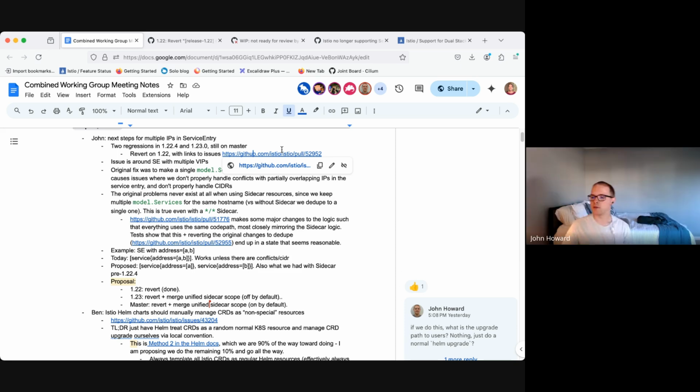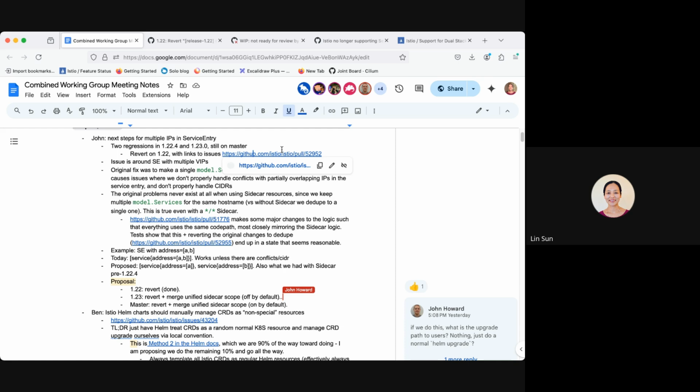Oh, so you're saying don't even merge this off by default change. Yeah, just keep it simple because we know there's an issue.